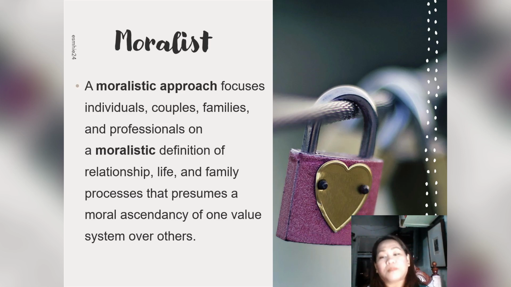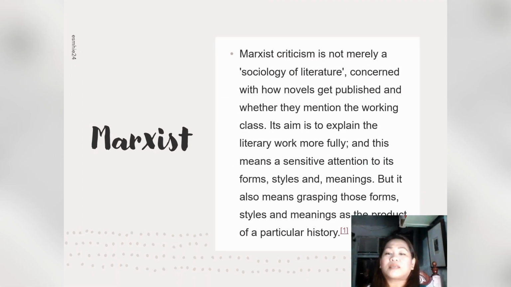How about the Marxists? Marxist criticism is not merely a sociology of literature concerned with how novels get published and whether they mention the working class. Its aim is to explain the literary work more fully, and this means a sensitive attention to its forms, styles, and meanings. But it also means grasping those forms, styles, and meanings as the product of a particular history.